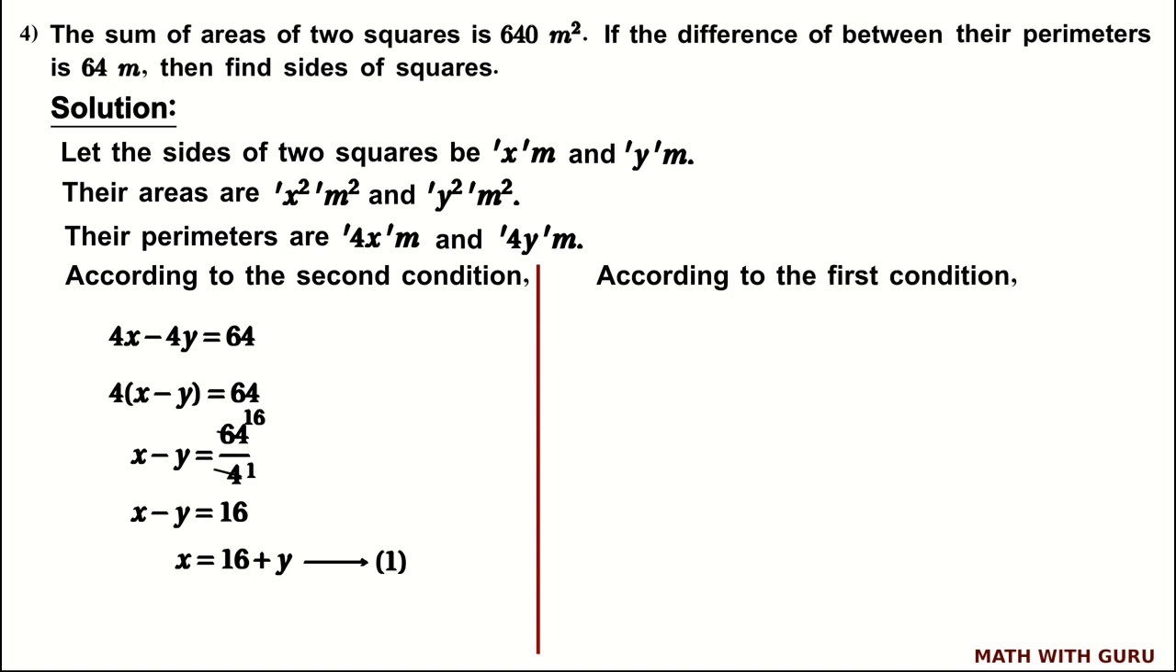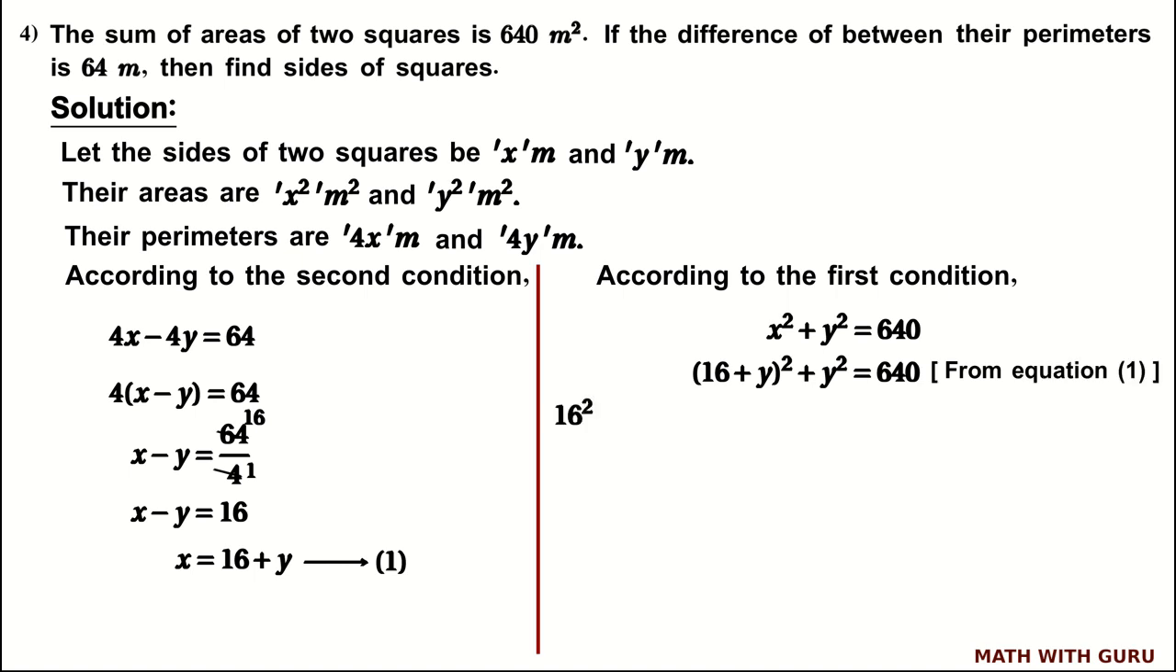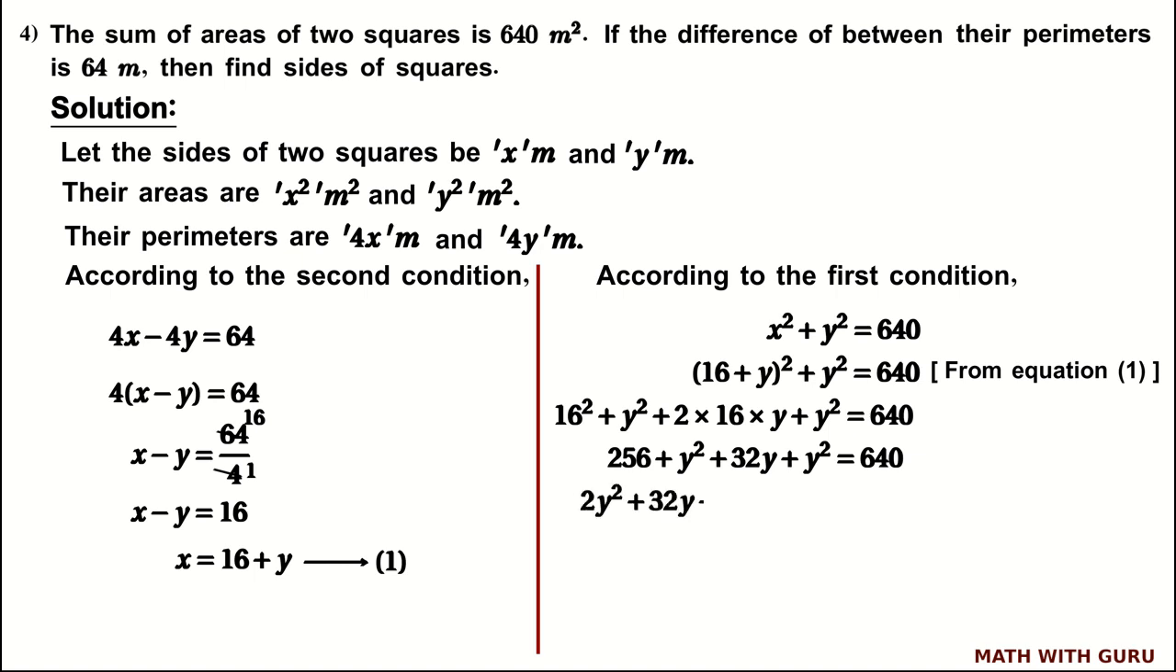According to the first condition, x squared plus y squared equals 640. In place of x, substitute 16 plus y. Now, expand (16 plus y) whole squared using (a plus b) whole squared equals a squared plus b squared plus 2ab. 16 squared plus y squared plus 2 into 16 into y plus y squared equals 640. 256 plus y squared plus 32y plus y squared equals 640.